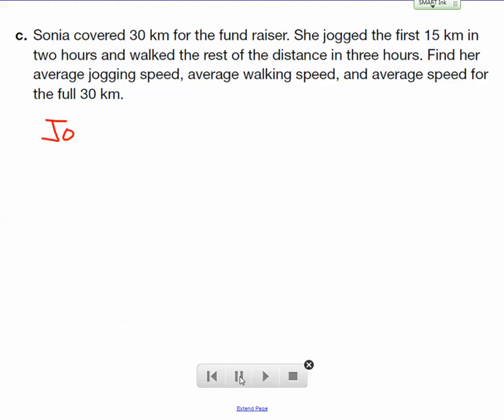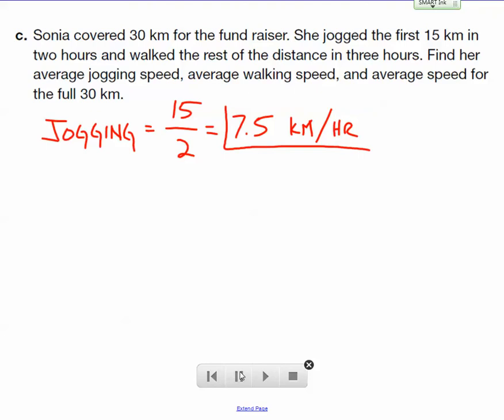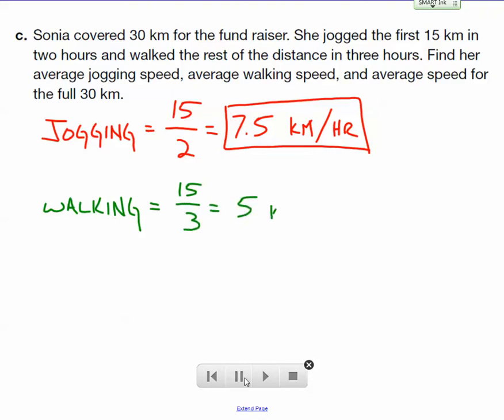For jogging, she jogged 15 kilometers over 2 hours. So she jogged at an average rate of 15 kilometers per hour. Or, I'm sorry, 7.5 kilometers per hour. Okay, so her average jogging speed was 7.5 kilometers per hour. Now, as far as walking, since it's a 30-kilometer race, she jogged 15 of it and she walked the rest of it. That means she walked 15 of it also over 3 hours. So that's an average of 5 kilometers per hour.